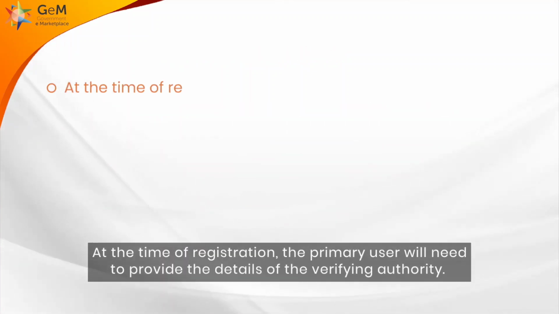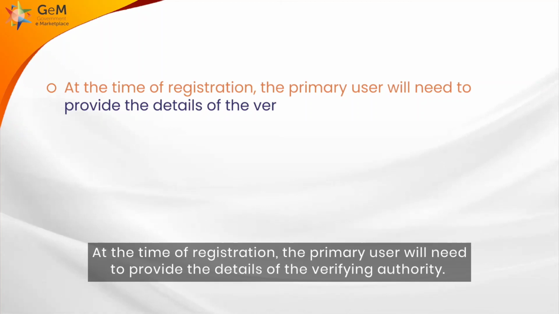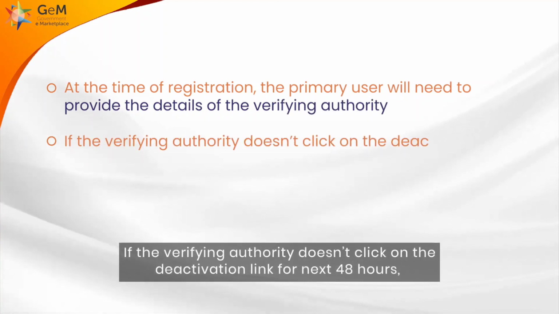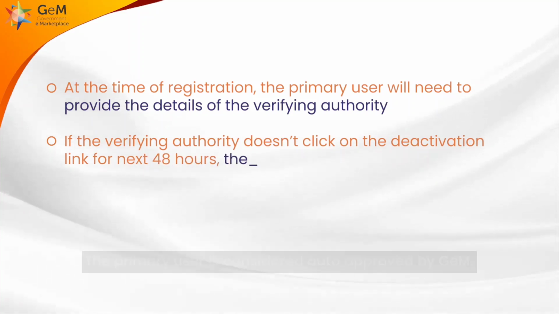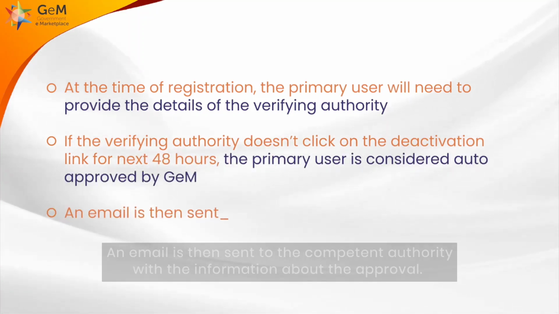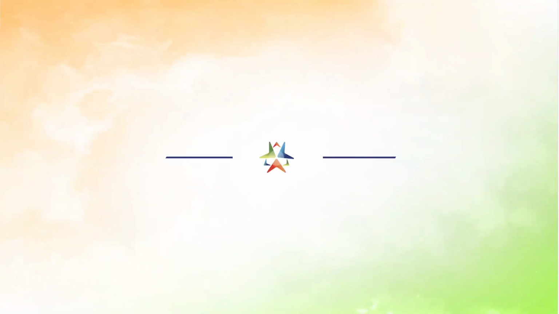At the time of registration, the primary user will need to provide the details of the verifying authority. If the verifying authority doesn't click on the deactivation link for next 48 hours, the primary user is considered auto-approved by GeM. An email is then sent to competent authority with the information about the approval.